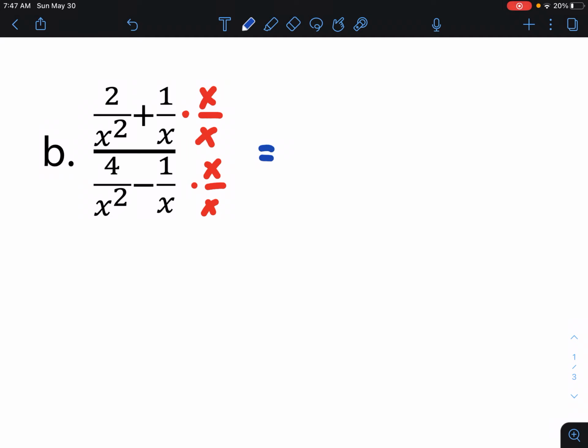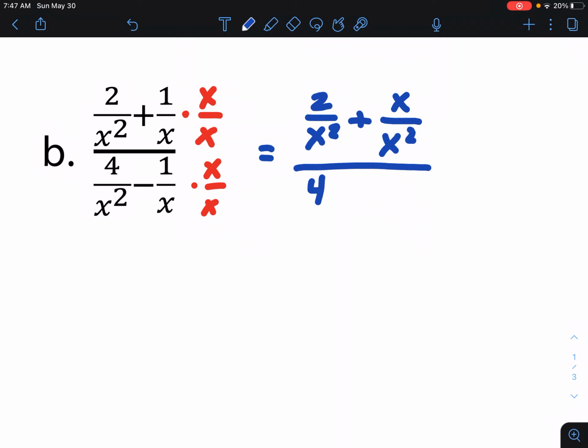So we have 2 over x squared plus, in this case, the second one becomes x over x squared because I'm multiplying by x across everything, right? And then the denominator of the whole thing is 4x squared minus x over x squared. So same thing.